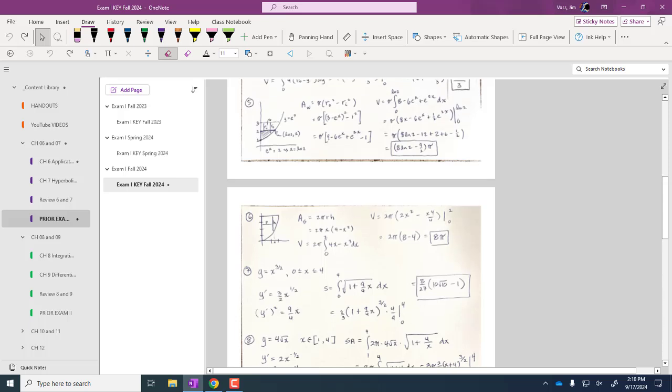So number 5 is a washer, outer radius squared minus inner radius squared. The outer radius is to the further curve, so it's going to be, and it's vertical, so it's upper minus lower. Anytime you do vertical, upper minus lower. Anytime you do horizontal, right minus left. Every time. No matter what.